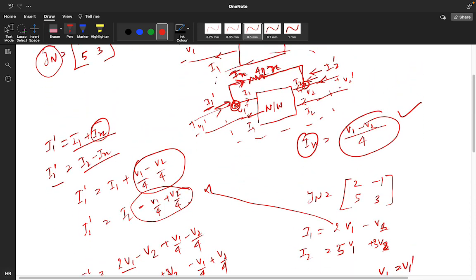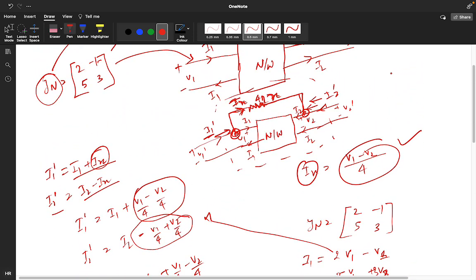Now you are solving the network of this equation. Now the network becomes I1 dash and this as I2 dash, a different network. It becomes a total network, I1 dash, I2 dash. This is plus minus V1 dash, and this is plus minus V2 dash.